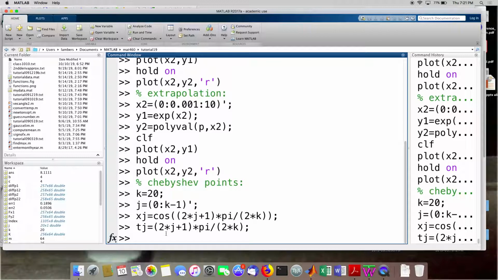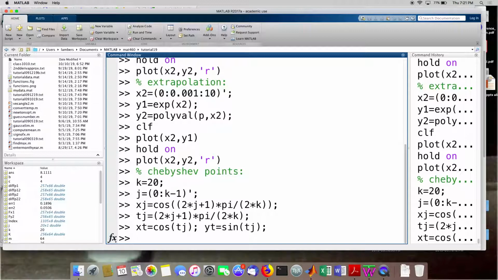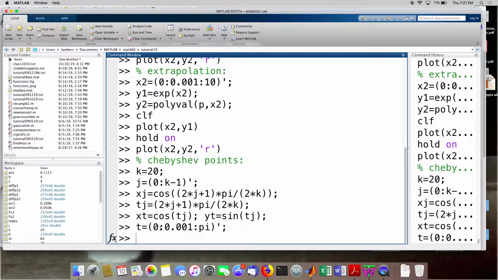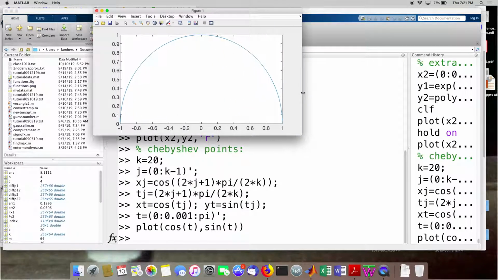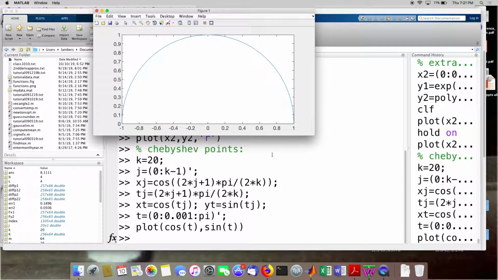Now, since these are angles, I'm going to plug them into cosine and sine. Also, I want to take theta going from 0 to pi, but with a fine spacing so I can plot the unit circle. So now I'll plot cosine t and sine t. Here's my not to scale unit circle. Let me improve that scale a bit so it looks more semicircle-like.